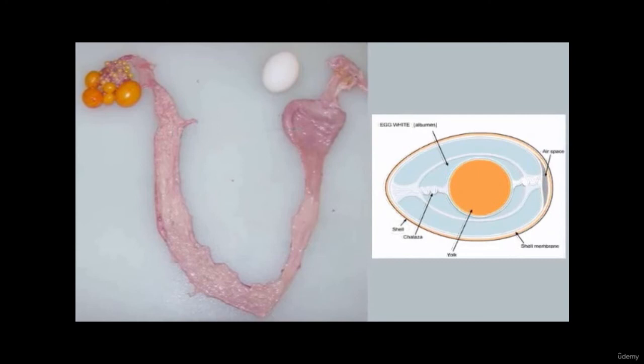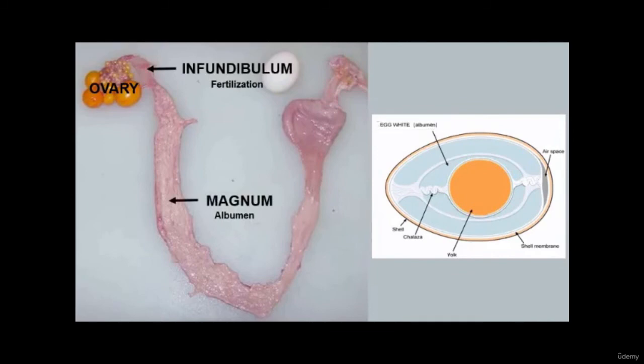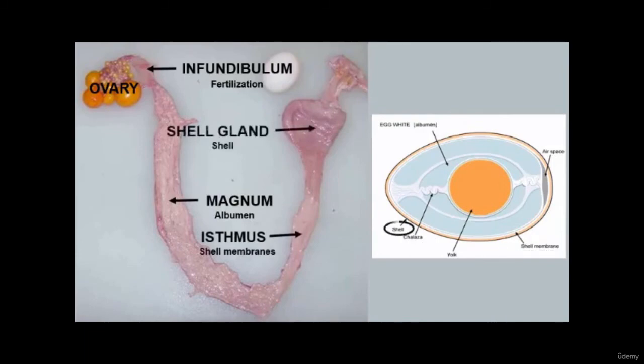So the assembly line for the creation of an egg includes the ovary, where we find the yolk, the infundibulum, where fertilization takes place, the magnum, where the albumin and chalazae are added, the isthmus, where the shell membranes are added, and finally the shell gland, where the shell is added.